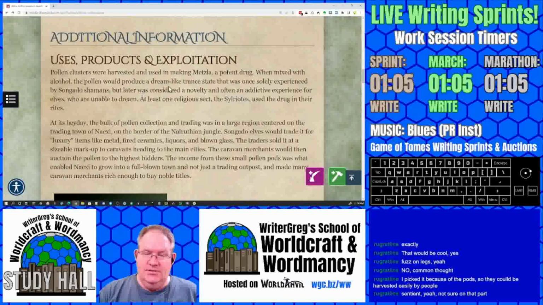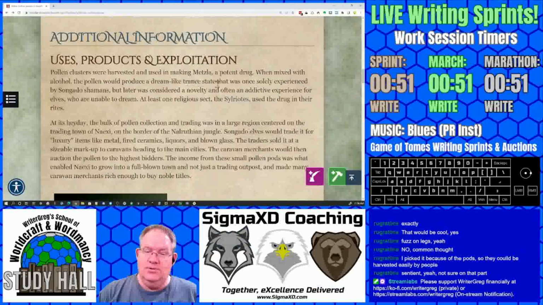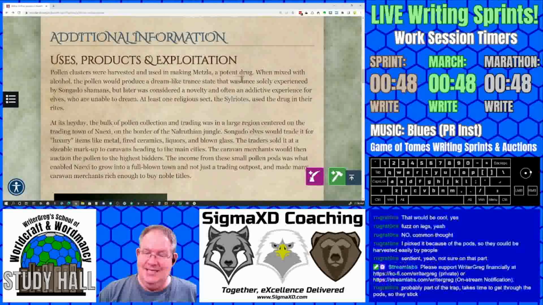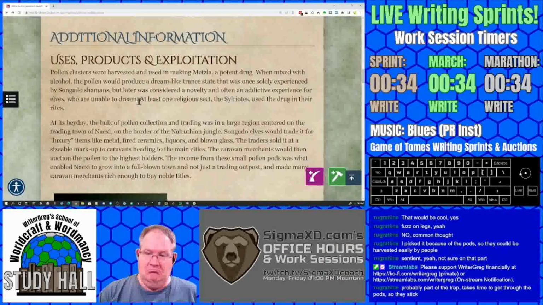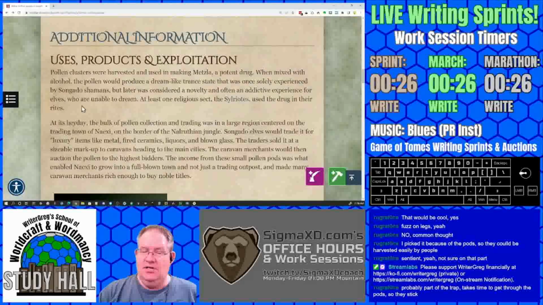All right, additional information, uses, products, and exploration. Pollen clusters are harvested and used in making Metzol, a potent drug. When mixed with alcohol, the pollen would produce a dreamlike trance state that was once solely experienced by Sangado shamans, but later was considered a novelty and often an addictive experience for elves who are unable to dream. At least one religious sect, the Cyrillites, use the drug in their rites.